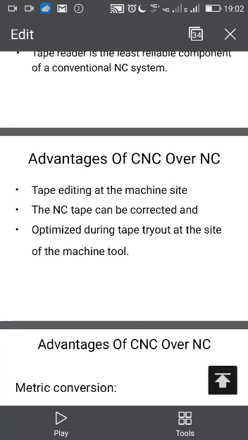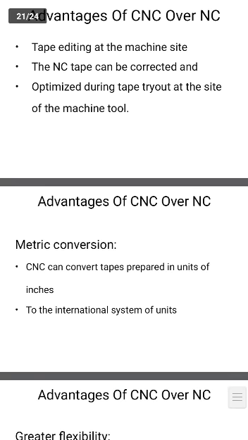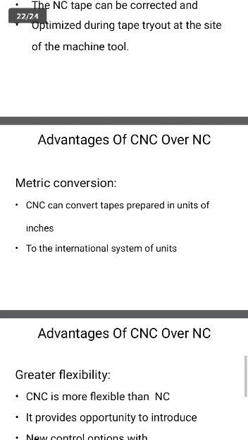It reduces data reading errors, so any errors we can rectify. So these are some advantages. Metric conversions: converting units into metric units. CNC can convert from the preparation unit in inches. So these are all conversions in the international system of units.